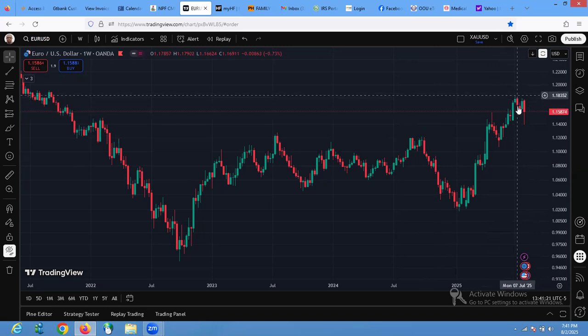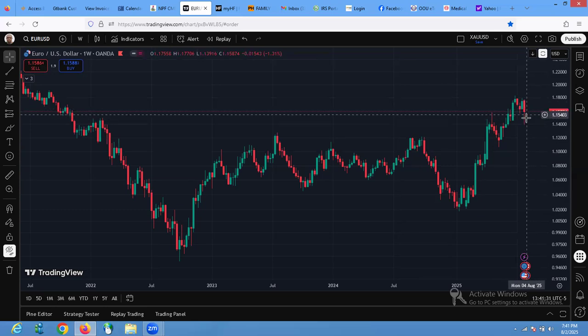So it will not be A, B, C of a W, and X, and A, B, C again before we turn up. But for now, what I'm seeing here is a correction to the downside first, and we'll see the C leg, how far it's going to go. If it's going to break this, then we'll plan ourselves.